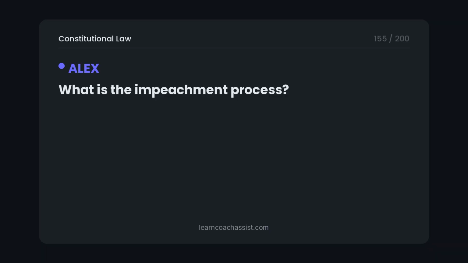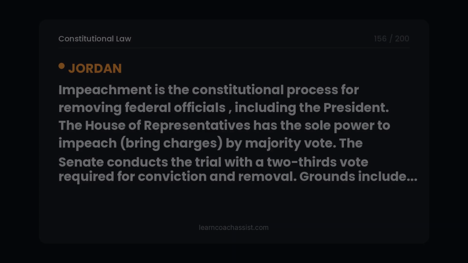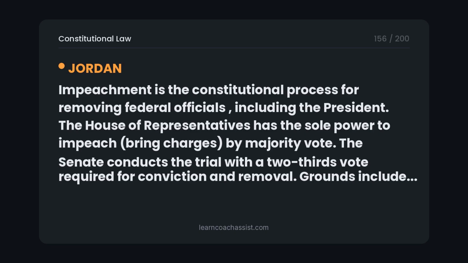What is the impeachment process? Impeachment is the constitutional process for removing federal officials, including the president. The House of Representatives has the sole power to impeach, bring charges, by majority vote. The Senate conducts the trial with a two-thirds vote required for conviction and removal. Grounds include high crimes and misdemeanors.